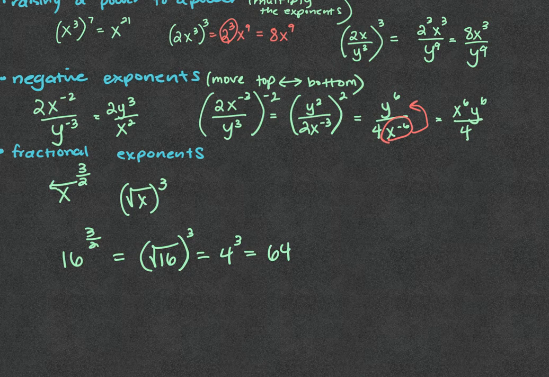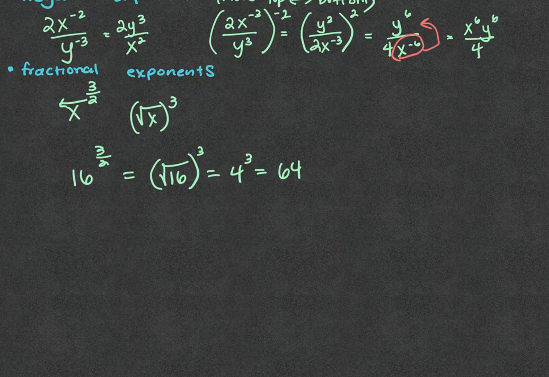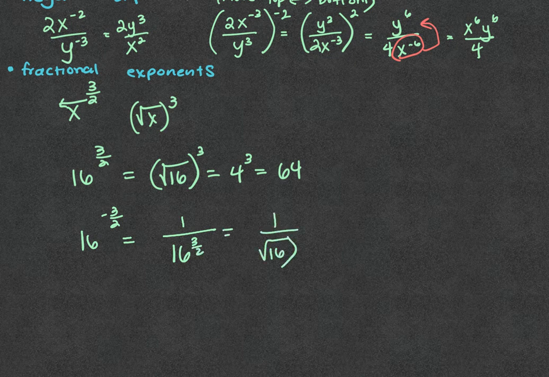And the one on the quiz was both a fractional exponent and negative, right? So you had something like 16 to the negative 3/2. That tells me I'm going 1 over 16 to the 3/2, which is 1 over the square root of 16 to the third, which is 1 over 4 cubed, or 1 over 64. The negative does not change the sign on the actual base. It just moves it.